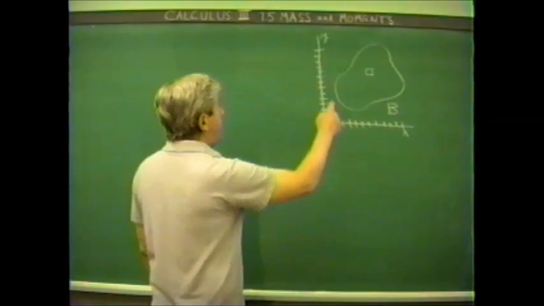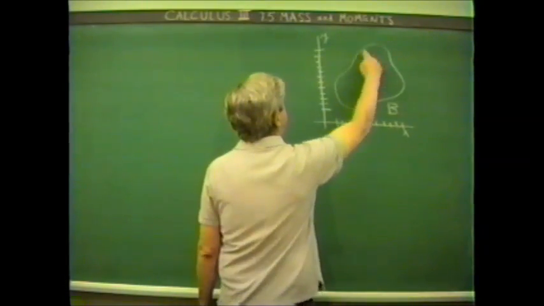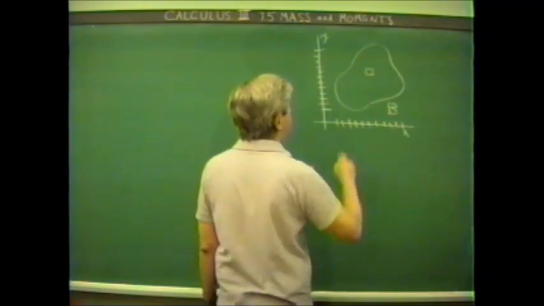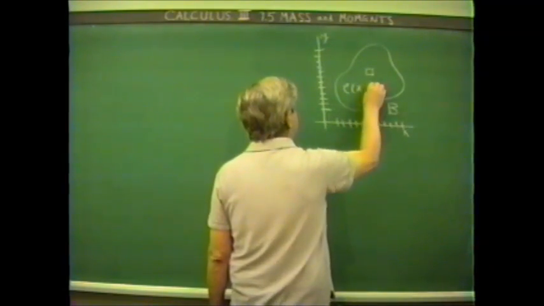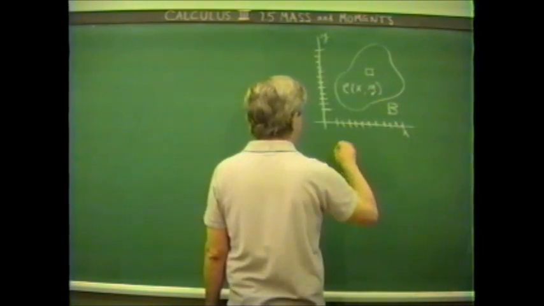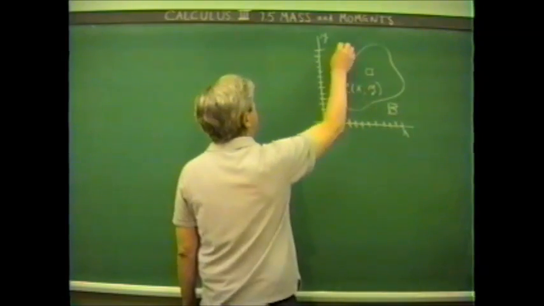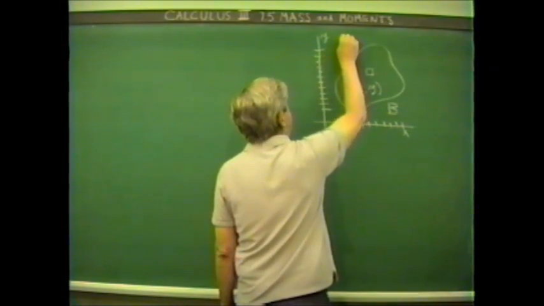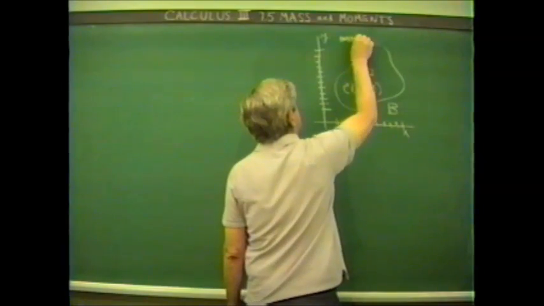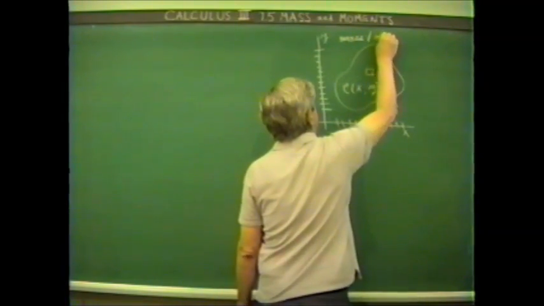Then one possibility is that B represents a lamina here with a variable density given by rho of x and y. If we're thinking of this in terms of density in physics, we're talking about, let's say, mass per unit area.